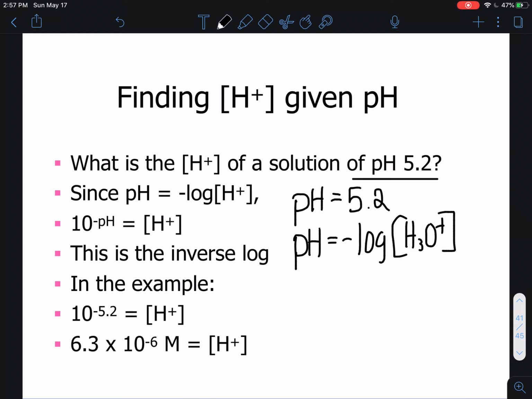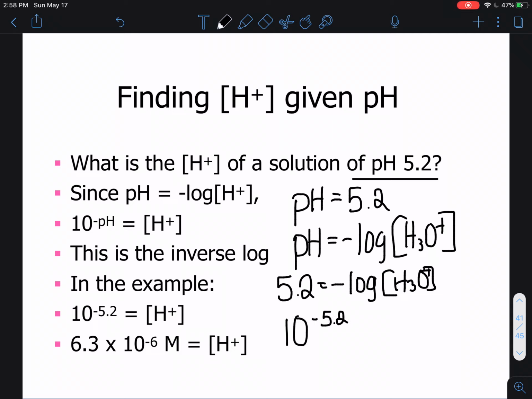okay, then if we have 5.2 is equal to the negative log of H3O+, then what we're going to have to do is take the negative of this, and the opposite of a log is raising this to a power of 10. So it would be 10 raised to the negative 5.2. That's going to give you the concentration of H3O+. So here it is right here. That's going to give you 6.3 times 10 to the negative 6 molarity.